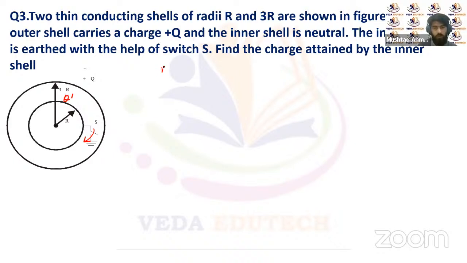The potential because of this q dash will be k q dash upon r. And there will be a potential because of the outer shell as well, having the charge of plus q. The potential because of the outer shell will be plus kq upon 3r. The total potential has to be zero because the inner shell is grounded. From here k and k will get cancelled, r and r will get cancelled, and we'll be left with q dash equal to minus q upon 3.